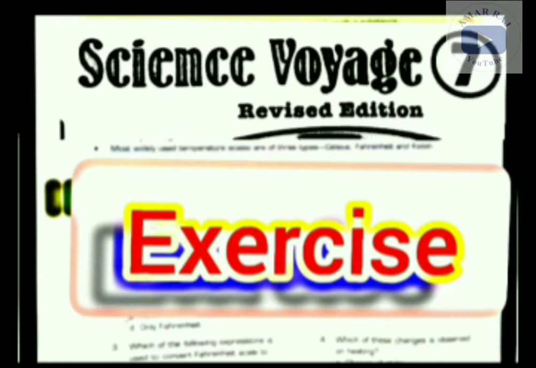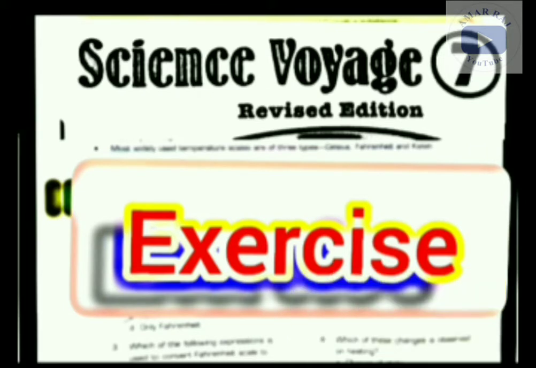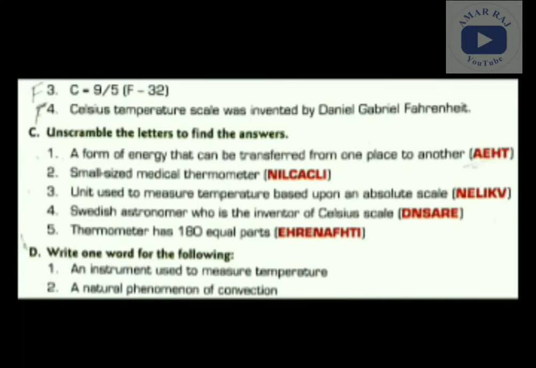This is the exercise discussion of Science Voyage Class 7 Part 2. Students, in Part 1 we discussed the objective type questions from A to B, and today we are going to discuss question number C onward. As you can see, section C says, unscramble the letters to find the answer. These letters are given in brackets as a hint, and you have to arrange them to make the answer.